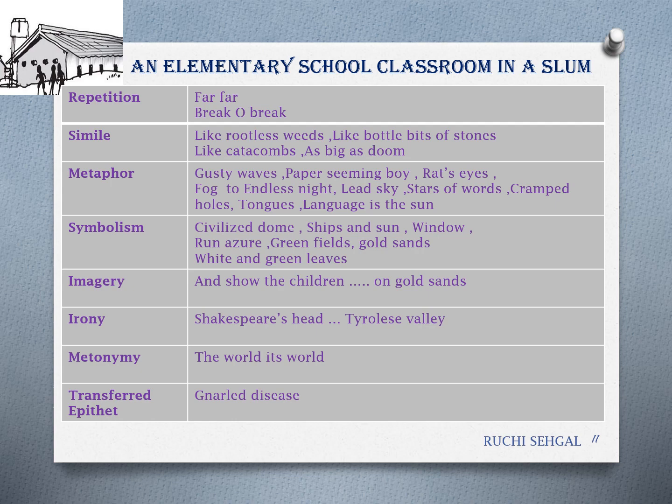Symbolism: civilized dome, ships and sun, window, run azure, green fields, gold sands, white and green leaves are all examples of symbolism. Imagery: and show the children. This is an example of imagery. Irony: Shakespeare's head. Metonymy: the world, its world. Transferred epithet: gnarled disease.